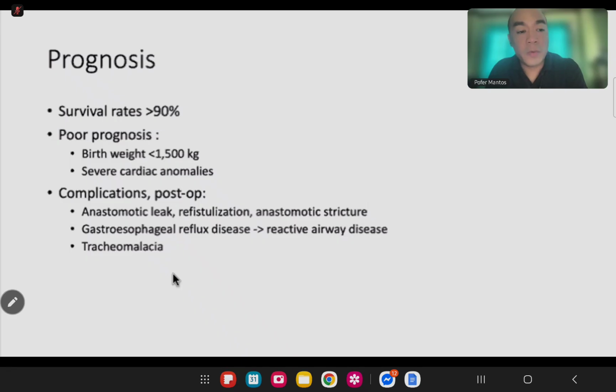And the things to watch out for post-operatively are the following. Anastomotic leak, refistulization can happen, anastomotic stricture, reflux disease, since there is manipulation of the esophagus, or surgery was done at the esophagus. So you would expect there's a high chance of developing reflux disease in these patients. And also tracheomalacia.